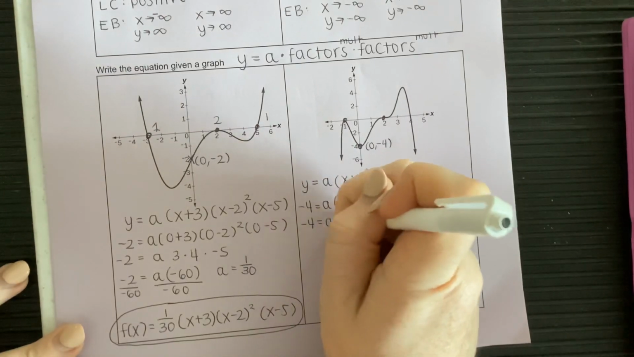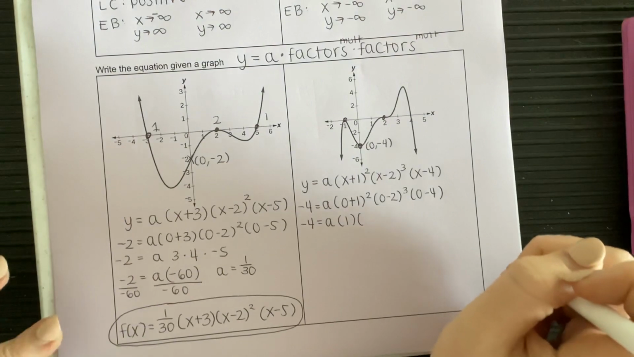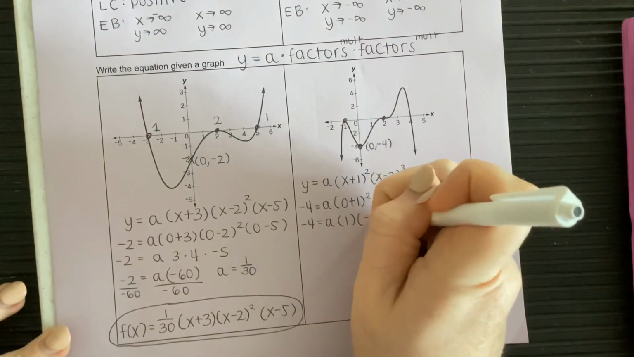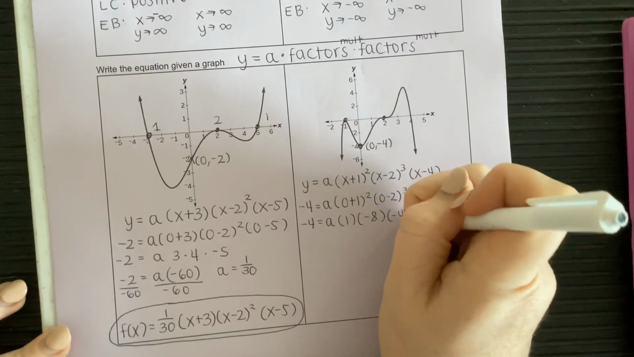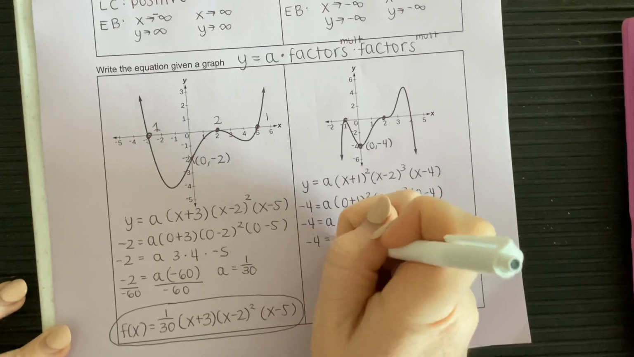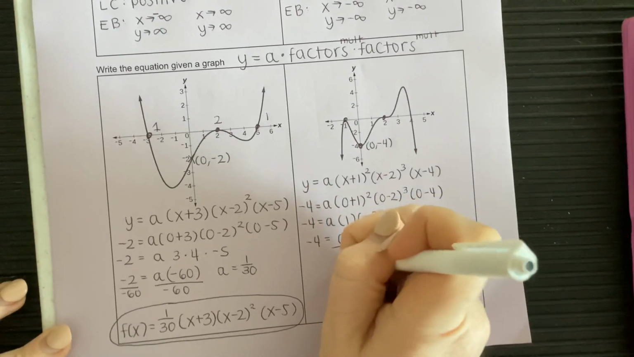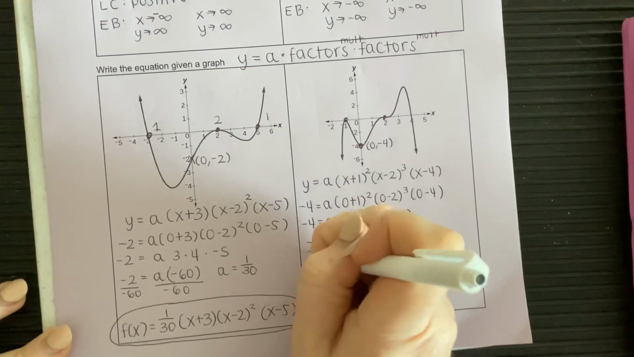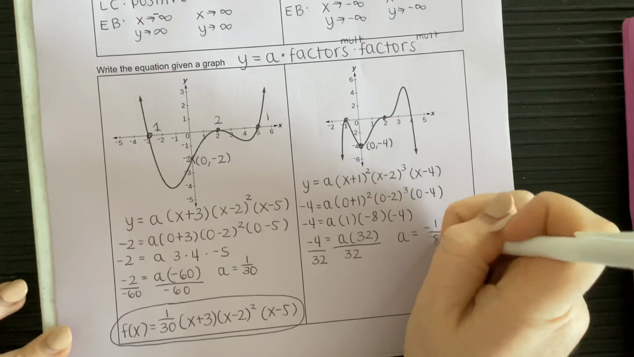1 squared is just going to be 1. Negative 2 cubed, so negative 2 times negative 2 times negative 2 is negative 8. 0 minus 4 is negative 4. So this is negative 4 is equal to a times 32. Divide by 32, divide by 32. You're going to get that a is equal to negative 1/8.